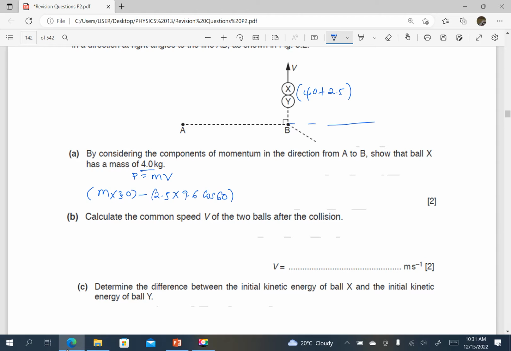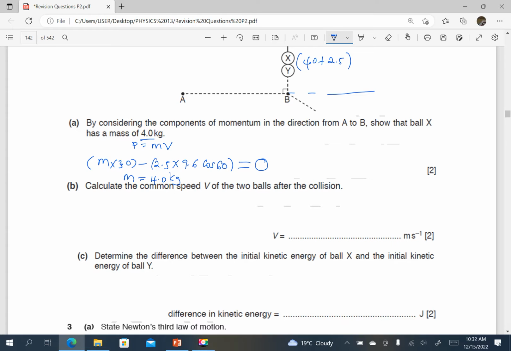But we are seeing that after collision, they don't continue in the horizontal, they are actually moving in the vertical. That's why we said after collision in the horizontal plane, this momentum is 0. So what remains is to solve this equation. So 3m, you take this one to the other side, m equals 2.5 times 9.6 times cos 60 divided by 3.0, which gives me m as 4.0 kilograms. So the mass of X is 4.0 kilograms.